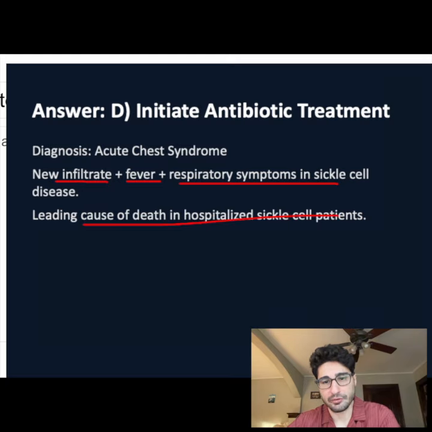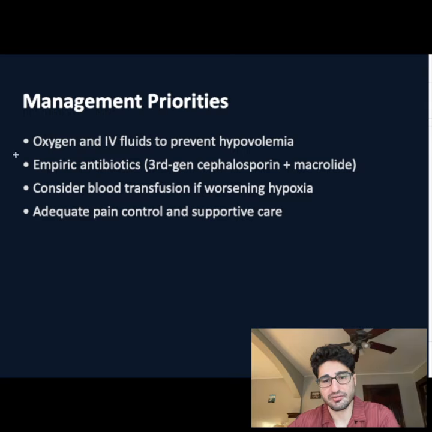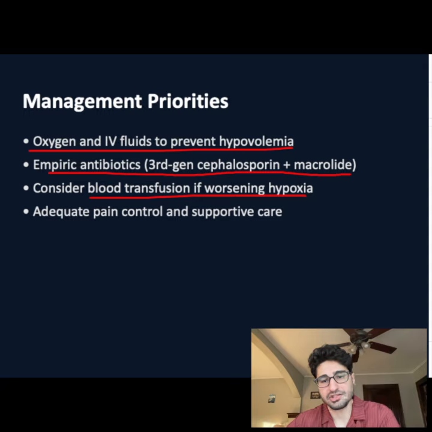And for the priorities in the management, we want oxygen and fluids to prevent hypovolemia. We want to start empiric antibiotics, typically a third-generation cephalosporin plus a macrolide to cover strep pneumo, mycoplasma, and H. flu. And blood transfusions can also be considered to maintain a hemoglobin level above 10, which increases the oxygen carrying capacity of the blood and reduces the concentration of hemoglobin S.